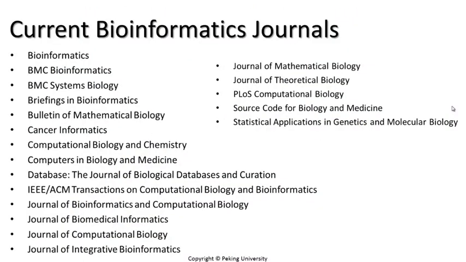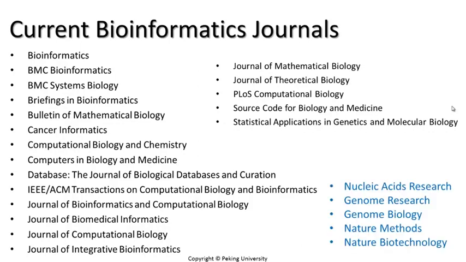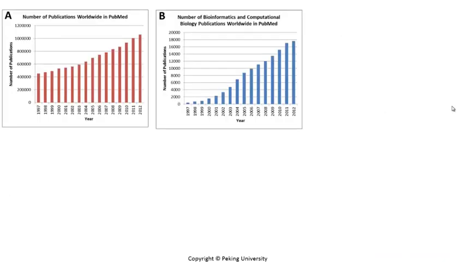The TAs for this MOOC, Meng Wang and Yang Ding, and I did a survey, and we found that today there are at least 19 bioinformatics journals, which are listed here. There are other journals that would publish a significant number of bioinformatics papers, such as Nucleic Acids Research and Genome Research. We plotted the growth of the number of publications in PubMed and the number of bioinformatics publications in PubMed over the past 15 years.